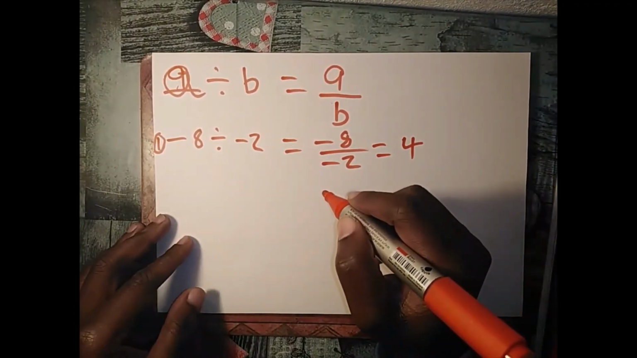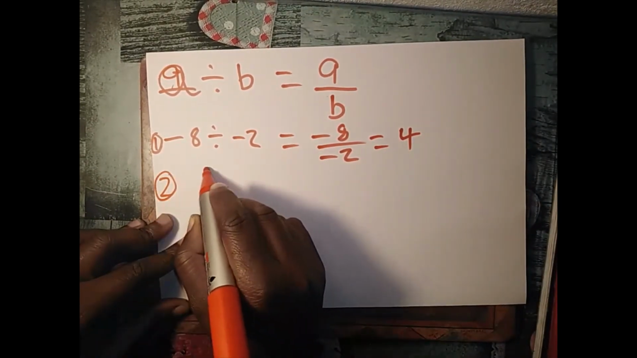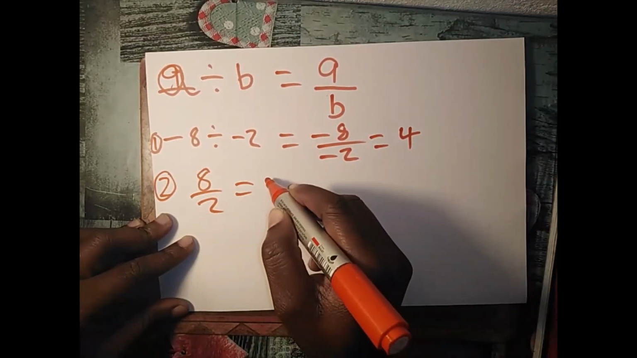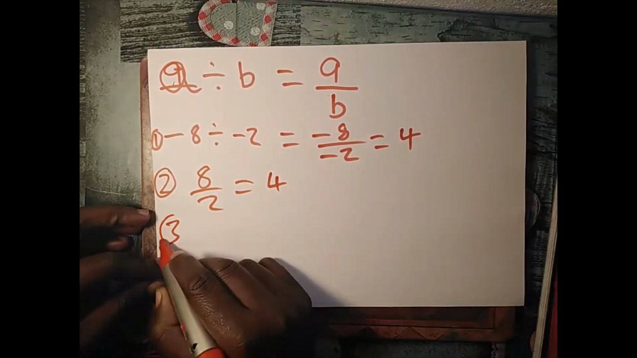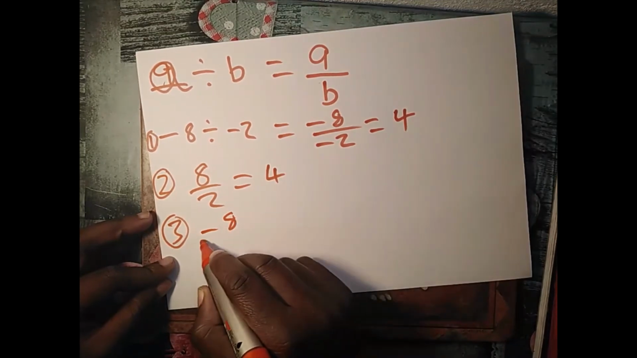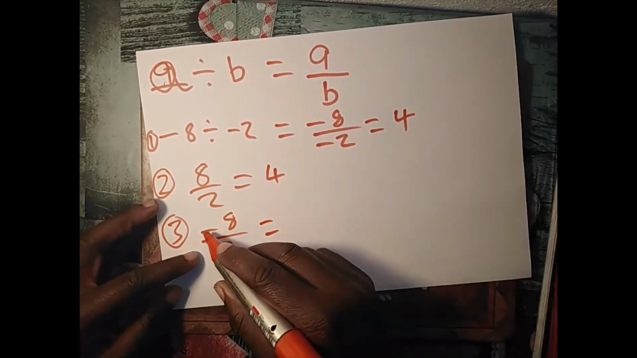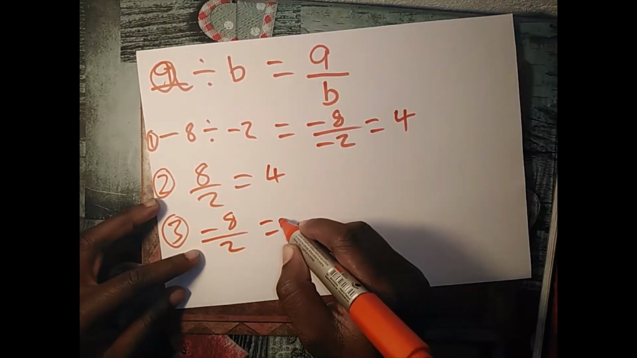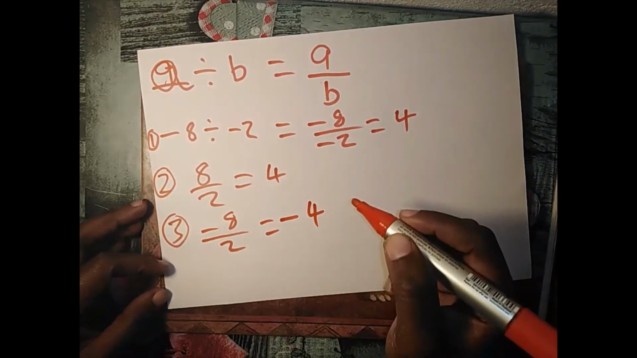All right. And then the second one, which is 8 over 2. That one is straightforward. 8 divided by 2 is 4. And then the third one is minus 8 over 2. So minus 8 divided by 2. The sign here is negative, the sign here is positive. So the sign of the answer is going to be negative. And then 8 divided by 2 is going to be equal to 4.